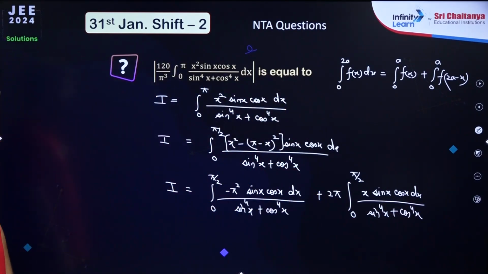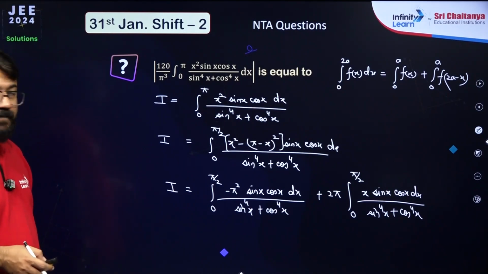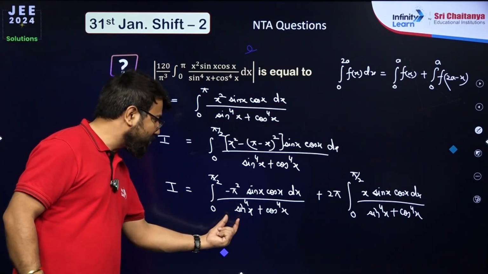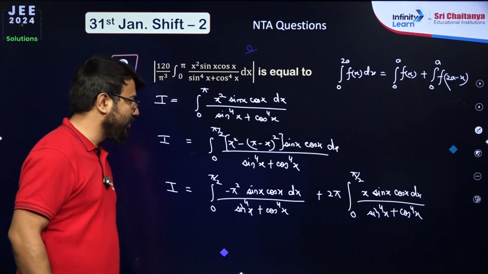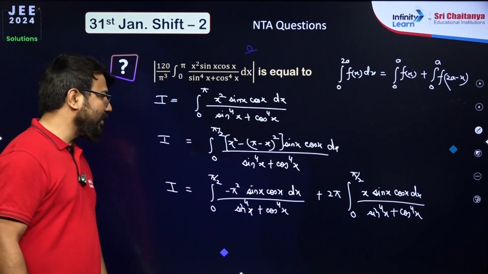Is that clear to you? Now, after this expression, what can we do? If you want to convert this sin x raised to the power 4 plus cos x raised to the power 4 into two parts, you can convert it. And how will you be able to convert?